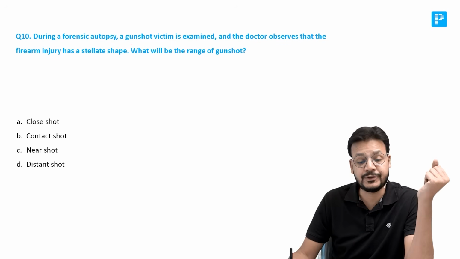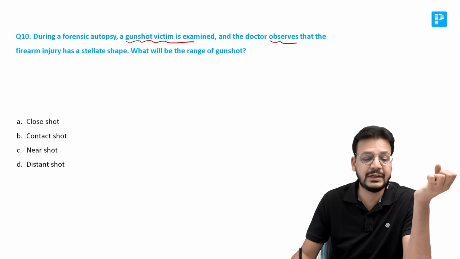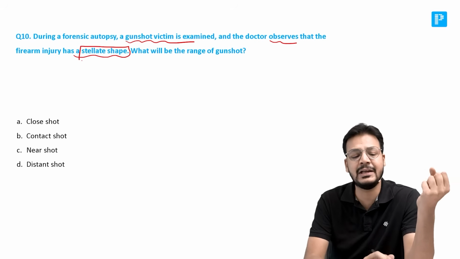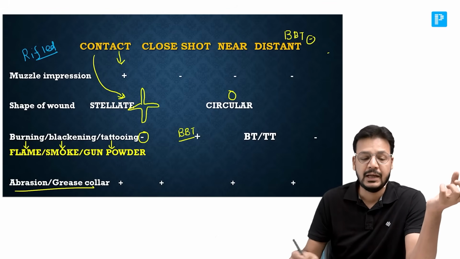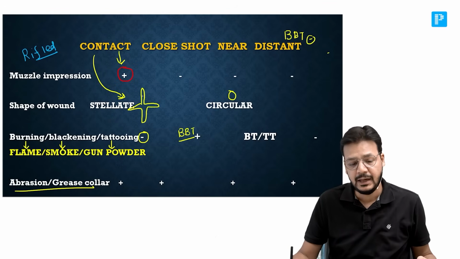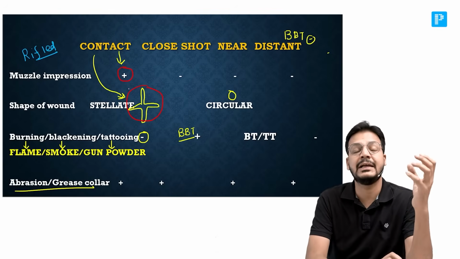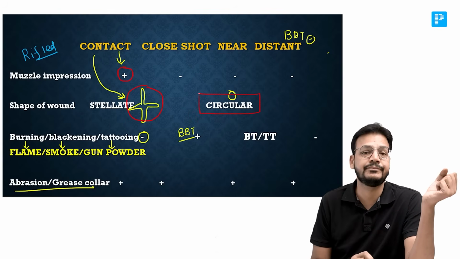During a forensic autopsy, the next question, a gunshot victim is examined and the doctor observed that the firearm wound has a stellate shape. So it's very simple. If the shape is stellate, it is a contact shot. Now you can see the difference. In contact shot, the muzzle impression is present, this is contact, and the shape of the contact shot is stellate. In all remaining, the shape is circular.